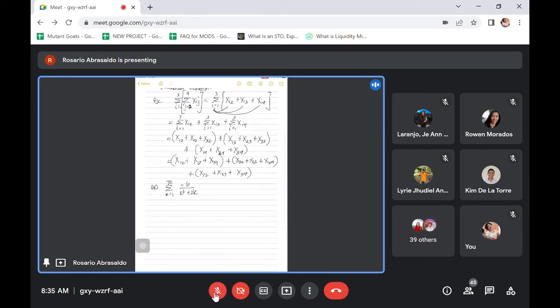So, we can rewrite it. We take out the negative 6 times the summation, okay, of 1 over k squared plus 2k, where k is from 1 to 70. Okay, and then we're going to solve this one first. So using partial fraction, solve 1 over k squared plus 2k.